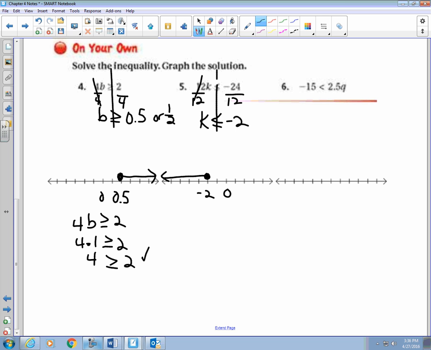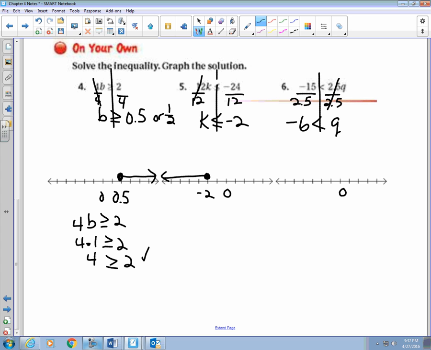Number 6, -15 is less than 2.5q. Split it up into 2 parts. I see q is being multiplied by 2.5, so that means I'm going to divide both sides by 2.5. And when I do that on the left, -15 divided by 2.5, a negative divided by a positive is a negative, and that would be -6. And on the right side, let's bring down the inequality symbols, less than. On the right side, 2.5 divided by 2.5 cancels out, and all I got left over here is q. So I have q is greater than -6.